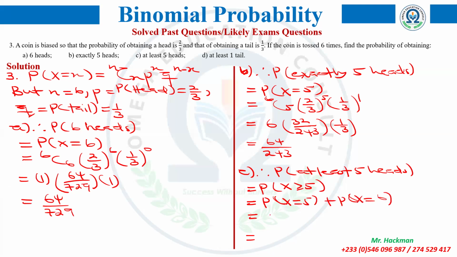Okay, which in effect will be equal to P, X is equal to 5. We have done that, that is 64 on 243. Plus X is equal to 6 is here. So 64 on 729. So Akosua, I guess you have the answer now. Give me the final answer. What's on 729? 256 on 729. 256 on 729.